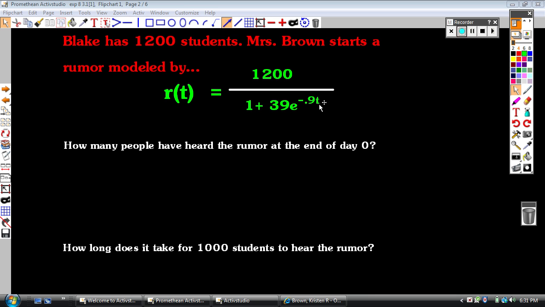So go ahead, hit pause, plug in 0 into the logistic function, and see what you get. How many people heard the rumor on the initial day?